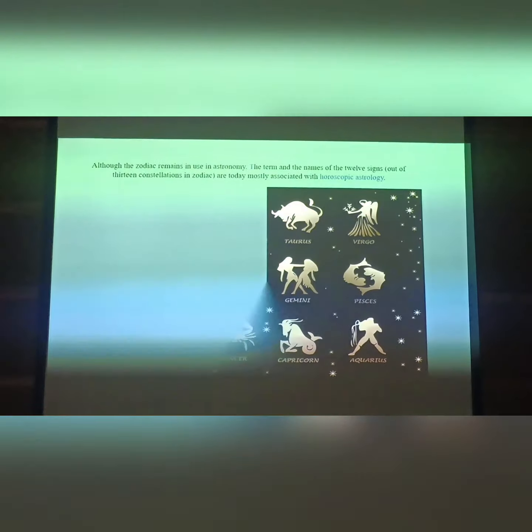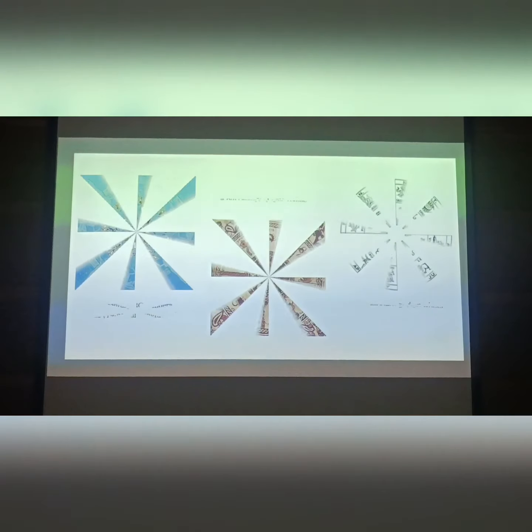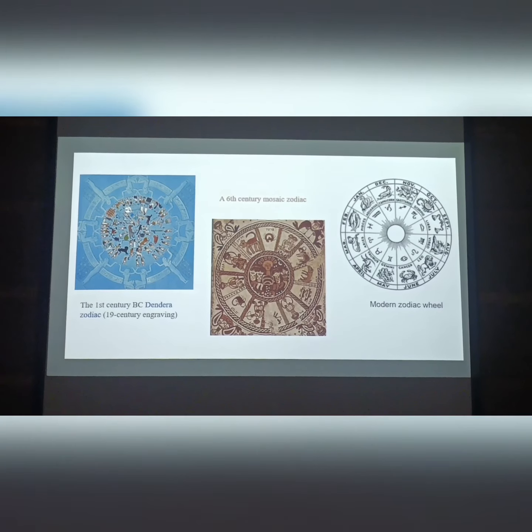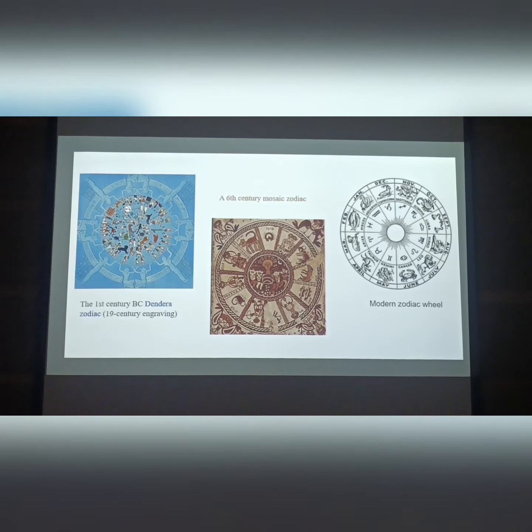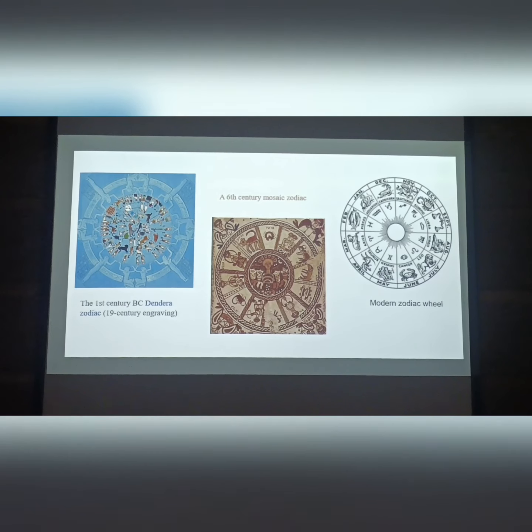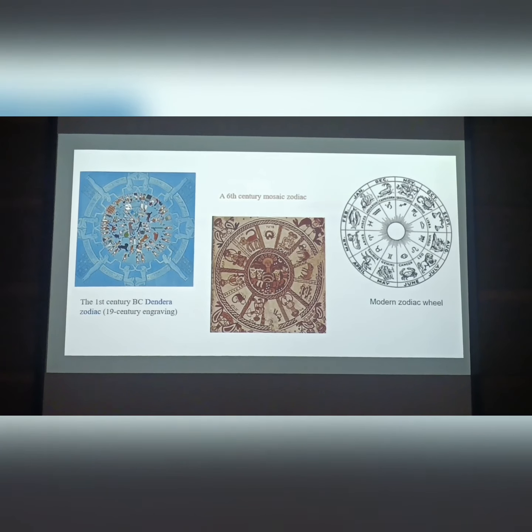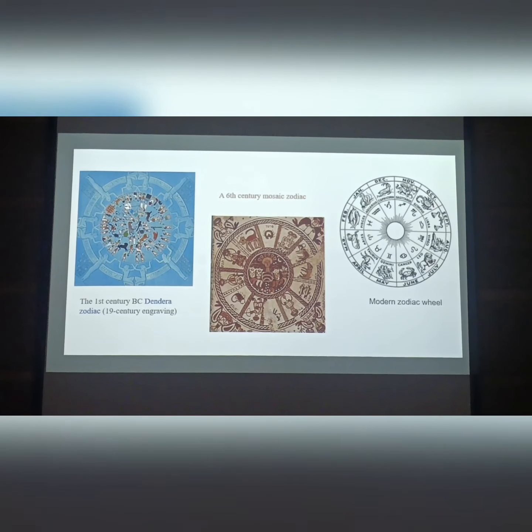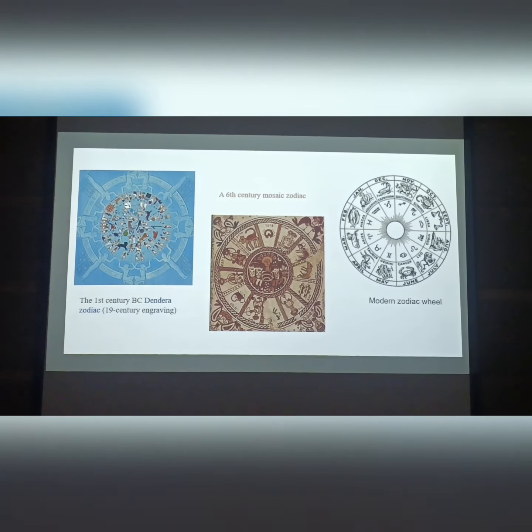Although the zodiac remains in use in astronomy, the term and the names of the 12 signs of the 13 constellations in the zodiac are today mostly associated with horoscope astrology. These are the zodiac circles. The first one is depicted on the ceiling of a pharaoh's tomb in Egypt, the second one was used by the Jews, and the third one is what we usually use nowadays.